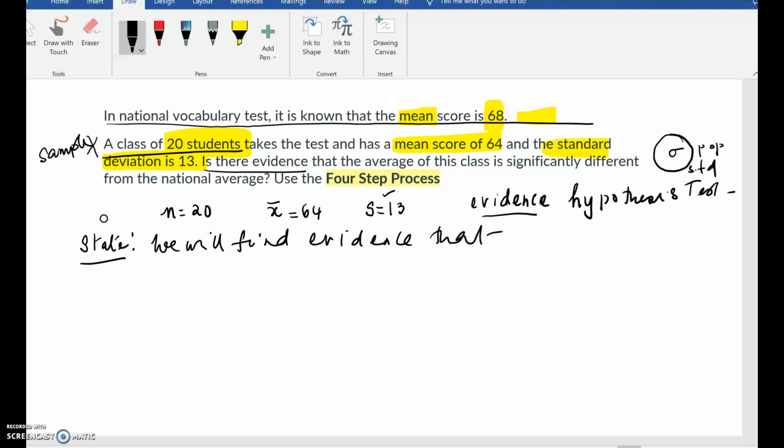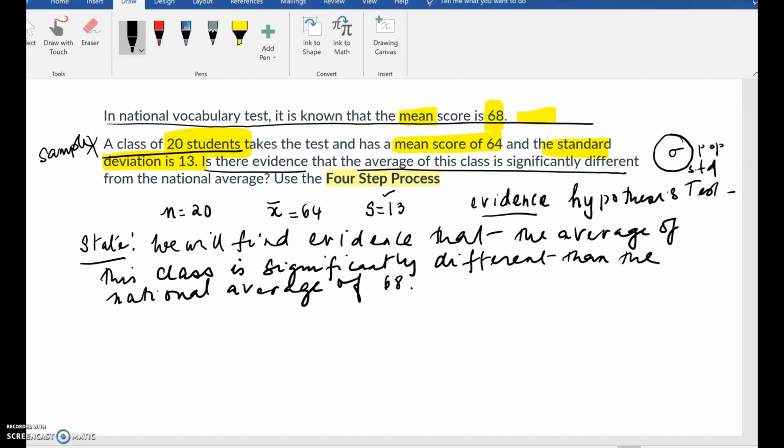that the average of this class is significantly different. So let's write down the rest. So this is what we need to write in the statement state. That's our first step of the 4-step process. We will find evidence that the average of this class is significantly different than the national average of 68.